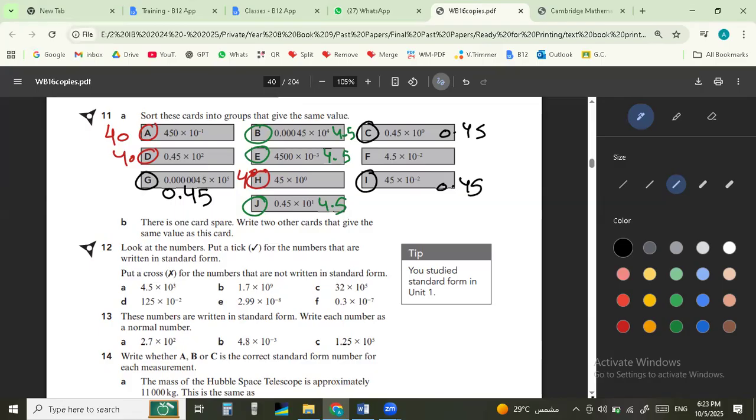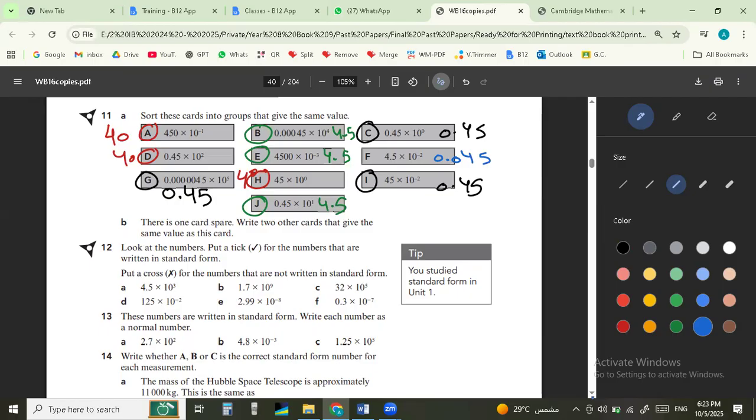Which card is going to have a different value? They're telling you here there is one card's pair, right? Two other cards that give the same value as this card. So this is a spare card. 4.5 times 10 to the power of negative 2 is going to give you, let's make it blue, 0.045. They want you to write 2 more cards that give you the same answer.